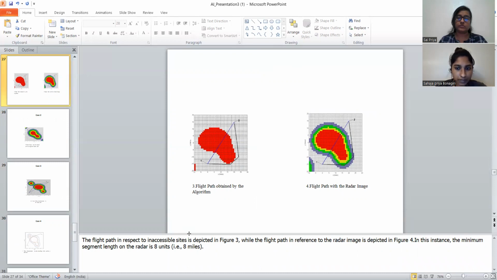In figure 3, it shows the flight path in relation to places that can't be reached. In figure 4, it shows the flight path in relation to the radar image. The radar segment must be at least 8 units long in this case. Next slide.